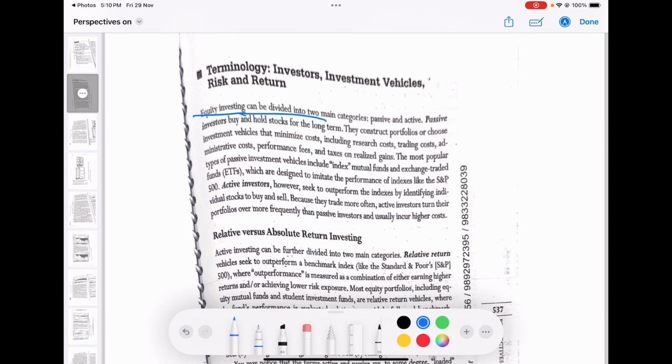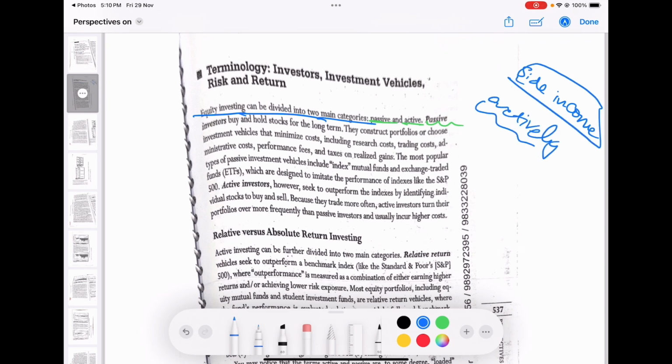Equity investing can be divided into two main categories. We have passive investment as well as active investment. Now, what are passive investors? Passive means something like a side income. It is not an income which we are generating actively, or it is not a primary source of income, or it is not something regular in nature. When we say active investment, we mean that actively we are getting money from it. So passive is obviously the opposite of active.